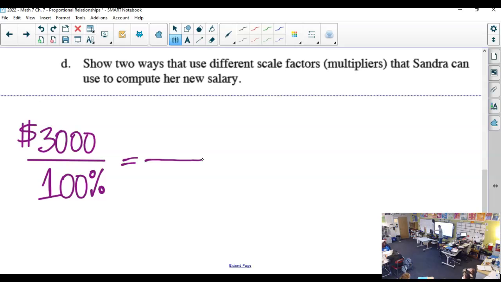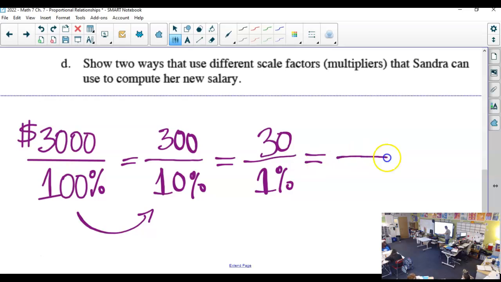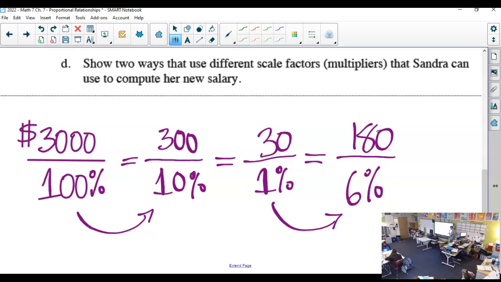So, actually, on your paper, I love what you did first. You just kind of chipped your way down there. Aiden had divided by 10 to get to 10%, and this would be 300. Then he did it again. So 10% divided by 10 on both sides to get 30. Then times 6 on both sides, and you get 180 over 6%. Ooh, and this is dollars. Don't forget the rest.